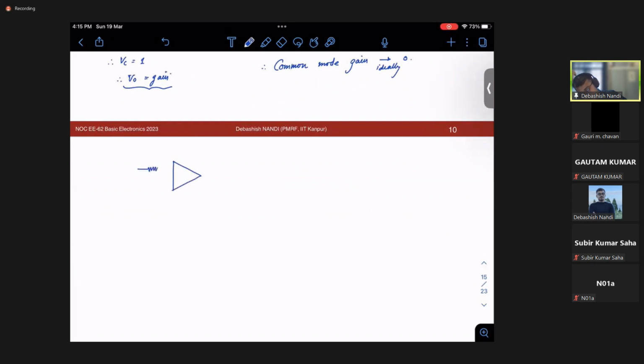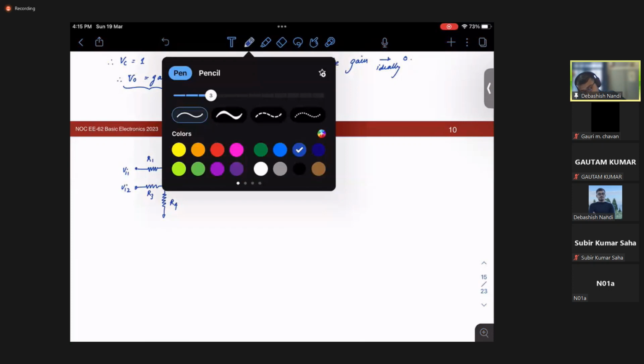This is R1, R2, R3, R4, Vi1, Vi2. Now, if I apply 1 volt at both the input, and my R2 over R1 is equal to R4 over R3.